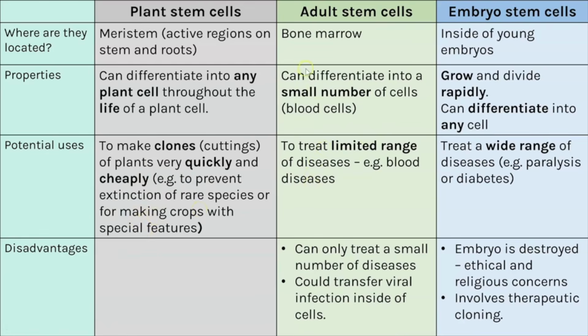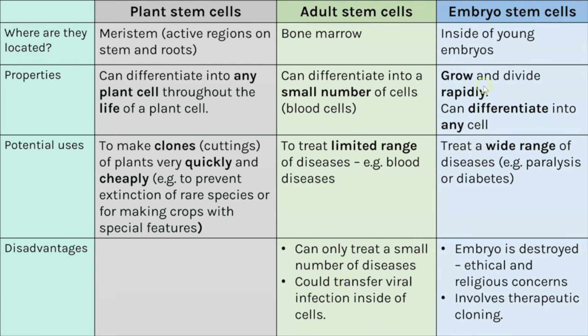Adult stem cells, we said, can only differentiate into a small number of cells, for example, blood cells. Now, this can still be useful because it can be used to treat a range of blood diseases. But because these stem cells can only differentiate into blood cells, it is a small number of diseases that these adult stem cells can be used to treat. And also, the mechanism behind how you do this can involve viruses. So that means you could transfer a viral infection as well.